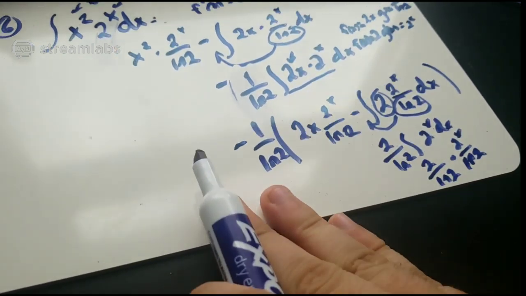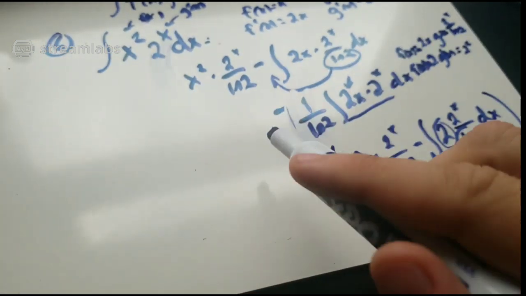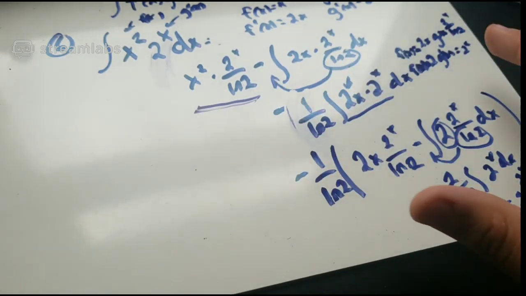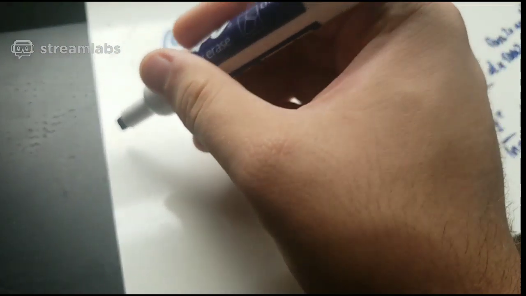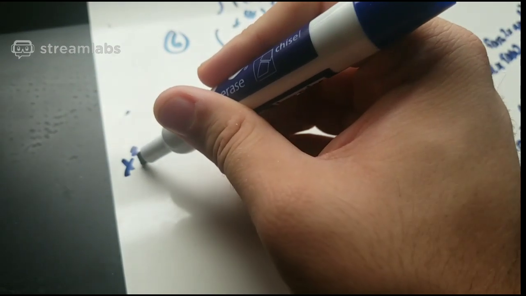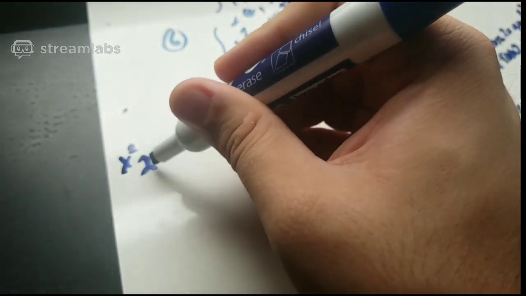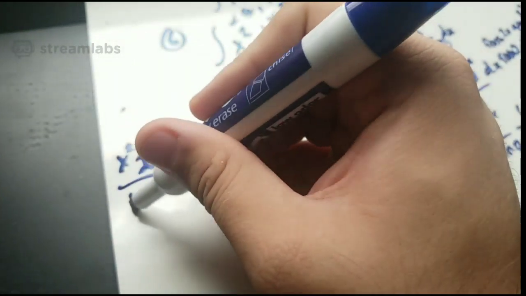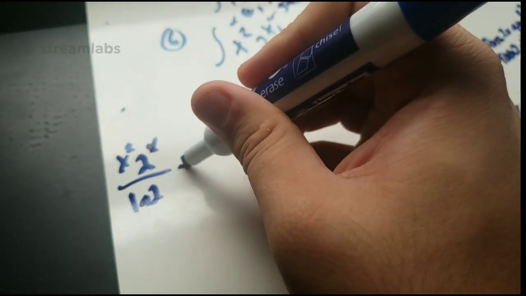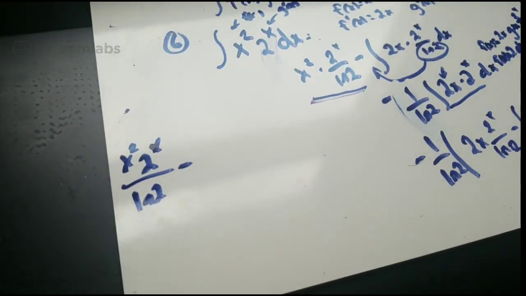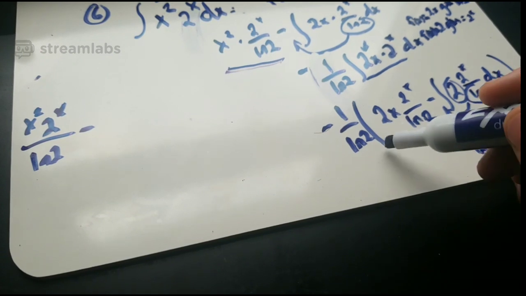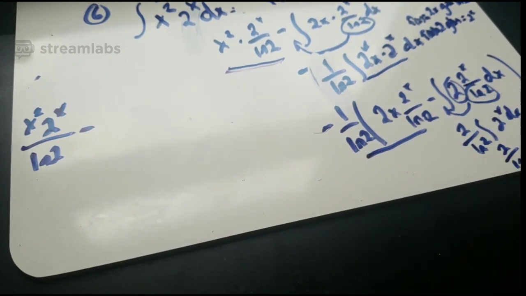So I'm going to rewrite my whole answer as one big line, starting with this, which, you know, he's been hanging out, doing nothing. X squared, I'll just put it like this, 2 to the x over ln 2 minus, okay, so minus, we're going to have to take care of these guys.